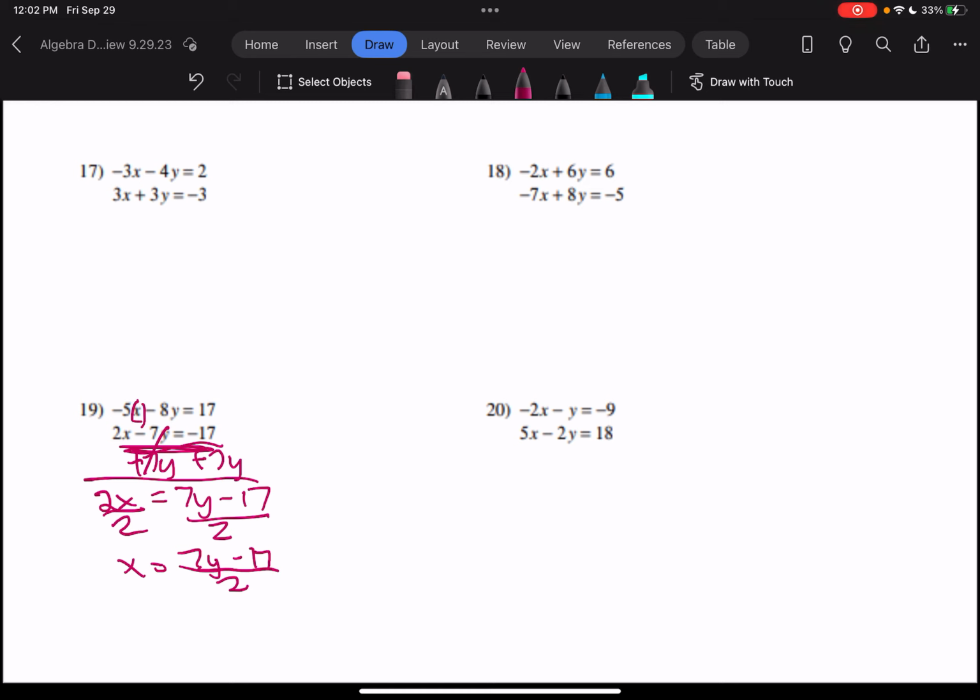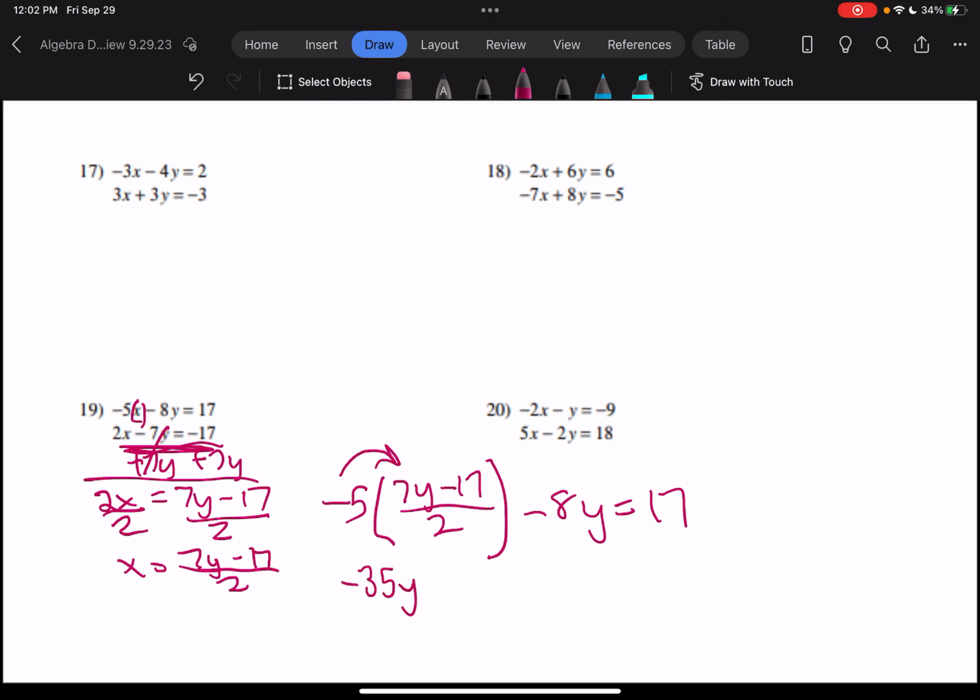Okay, so you're going to do negative 5 times (7y minus 17) over 2 minus 8y equals 17. Okay, you see why this is not the most beautiful thing in the world, right? And so what I'm going to do then is distribute my negative 5 through and get negative 35y. And then negative 5 times negative 17 is going to give me positive 85 all over 2. Don't forget the denominator. Minus 8y equals 17.